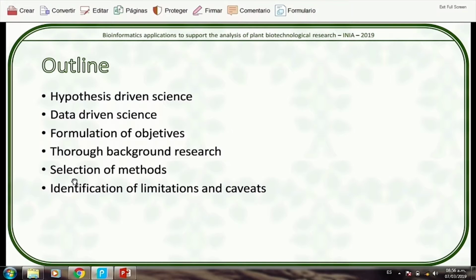Attention to the details on each of these steps has to be monitored, or at least advised, by somebody who has a lot of experience in each of these steps. We cannot pretend to know every single thing about every single method that we're going to use in our research, but we will learn. And finally, identification of those limitations and caveats.